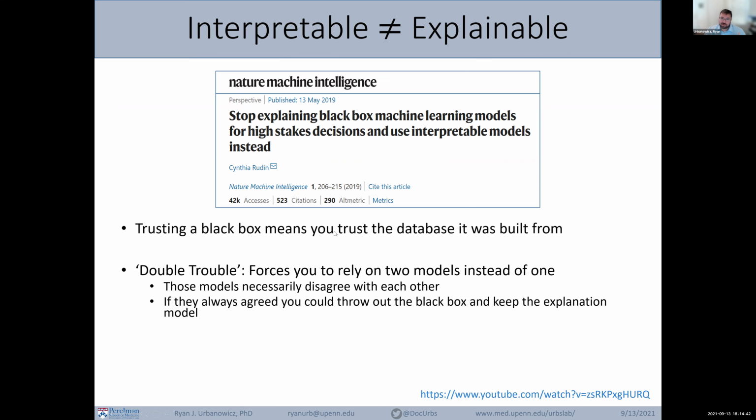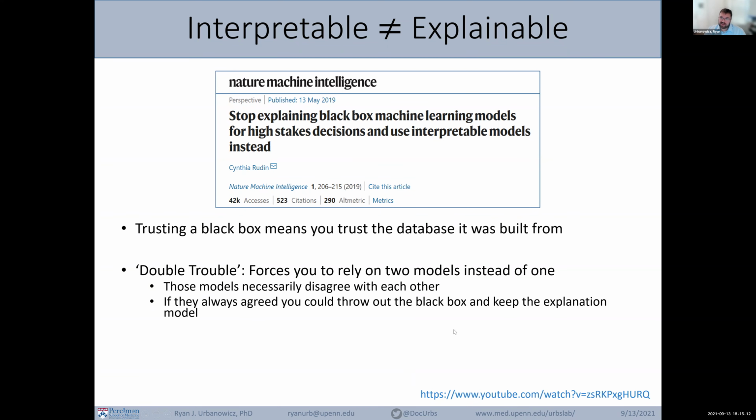Also, when you're making a local model to try and explain a more sophisticated model, you're actually relying on two models instead of just one, right? And necessarily these models will end up disagreeing with each other, right? Because if your explainable model always had the same explanation as your original model, or always made the same predictions as your original model, you could just throw out the more complex one and use the simple one. And then you'd have an interpretable machine learning model to begin with.